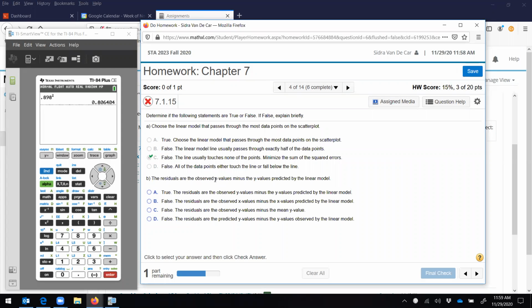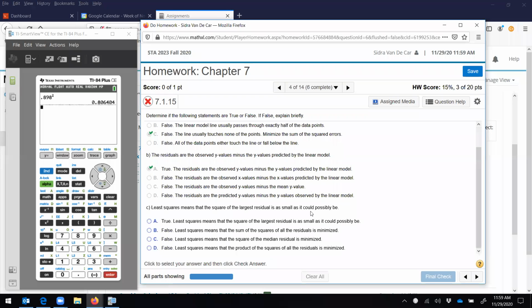The residuals are the observed minus the predicted. That's true. Least squares means that the square of the largest residual is as small as possible. No, it's the sum of the squares that is as small as possible. So the sum of the squares of all residuals is minimized.